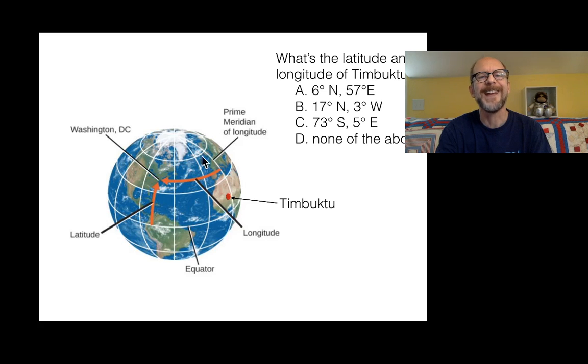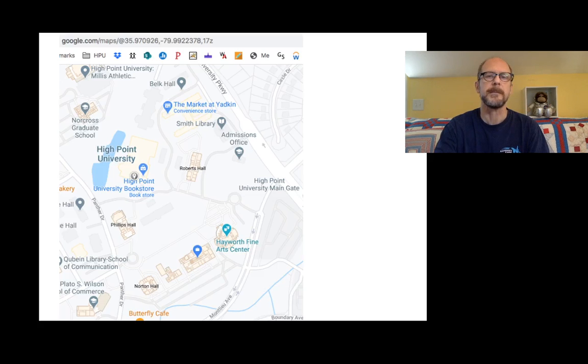I actually have to look at it here. Yeah, here's the prime meridian. The answer is B, because we're a little bit west still from the prime meridian, and about halfway between the equator and 30 degrees latitude, so 17 degrees north. Now, those three examples were just to the nearest integer degree.